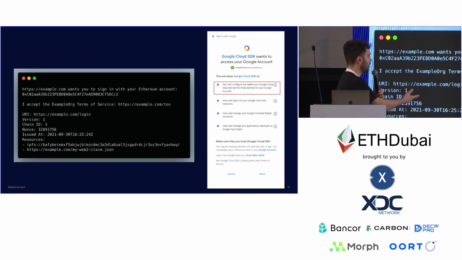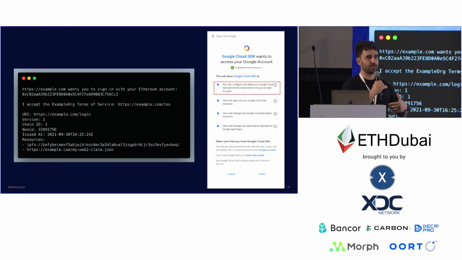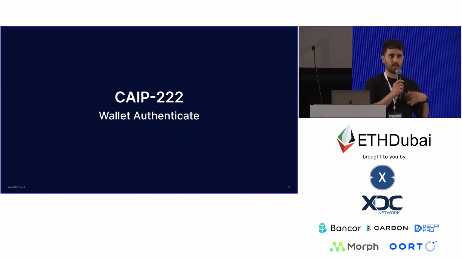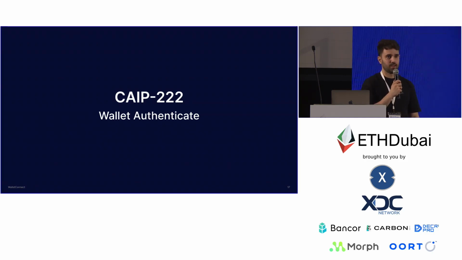One disadvantage of signing with Ethereum is that this only happens after you connect your wallet. So in a sense, you do create this session when you connect your wallet, but then you have to authenticate after. So we at the Wallet Connect team created a new standard, which is called CAIP-222, or Wallet Authenticate, very simply put.